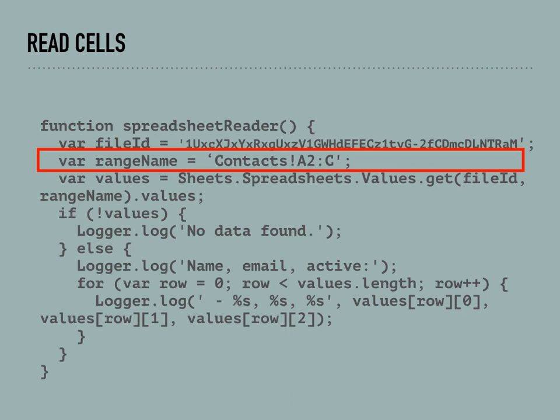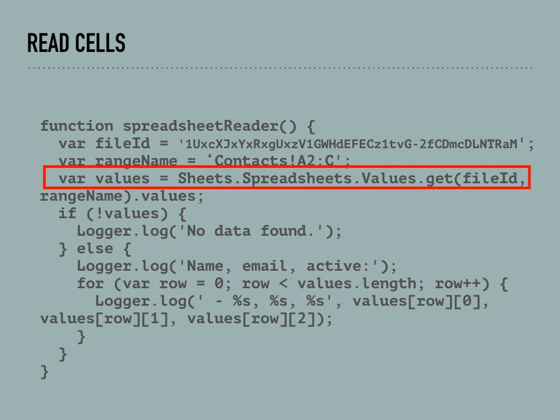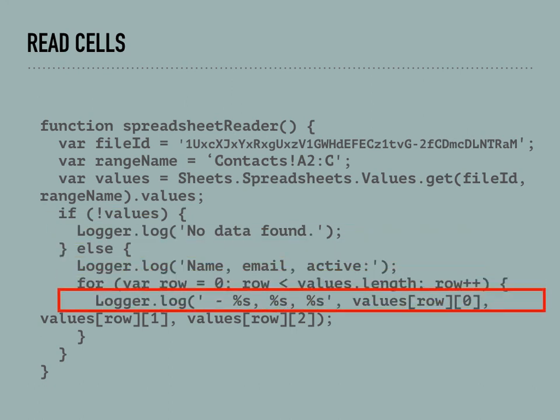The sheet.spreadsheet collection has a get method to read contents. However, it is easier to use the sheet.spreadsheet.values collection and its get method. This get method will return a two-dimensional array containing all the values in our cells. In this example, we log the values at each row for the first, second, and third column.